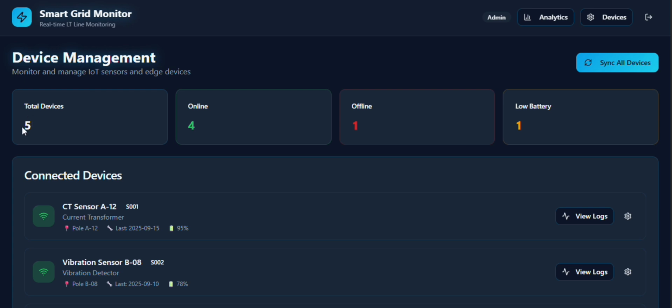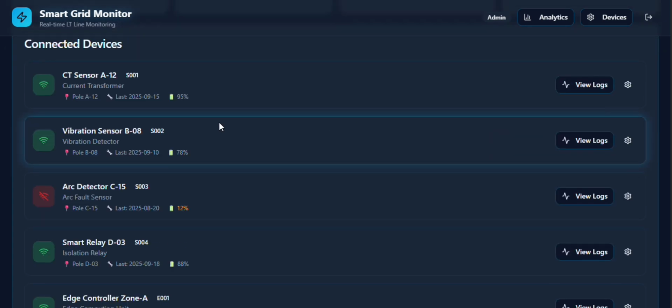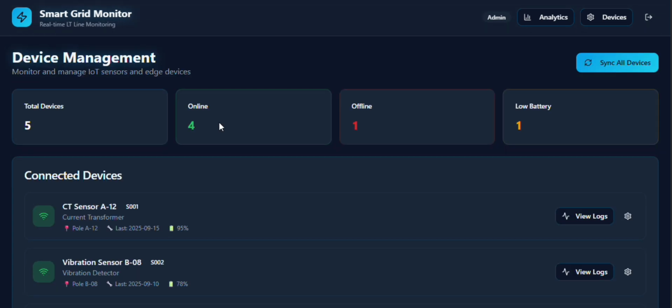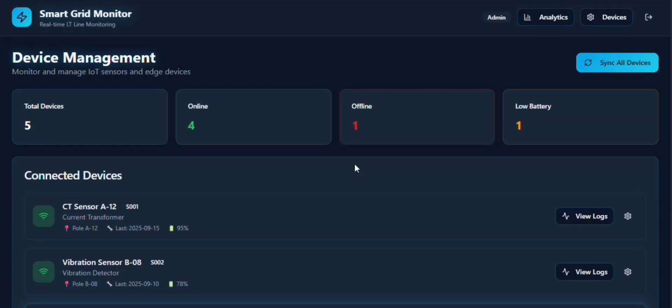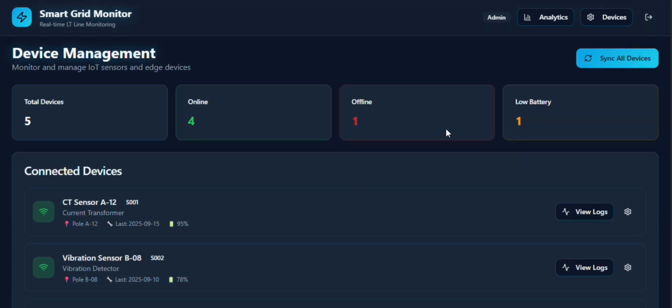So total devices, there are five total devices. As you can see, there are five devices. Here, till now, four are online, one is offline, and one is on low battery. Here you can see one is offline and also on low battery. So this is our user interface basically.